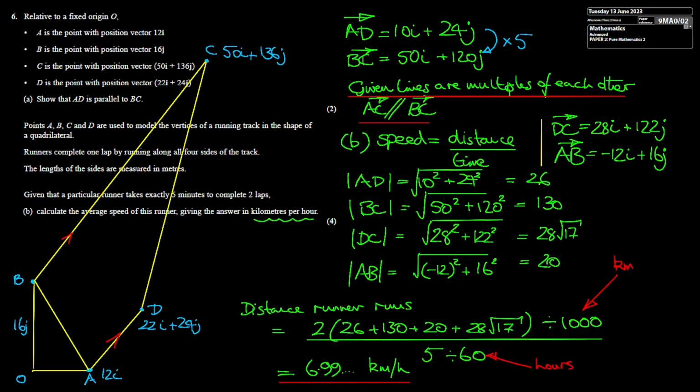And that's the answer. Just to say, you could have expressed all of these vectors here as column vectors and worked out the distances from there, but I think with 2 dimensions it's probably easier to stay in a linear expression using i's and j's rather than column vectors, but the choice is entirely up to you.